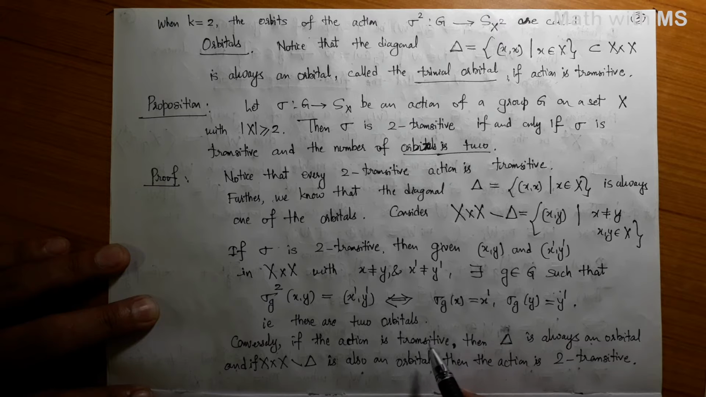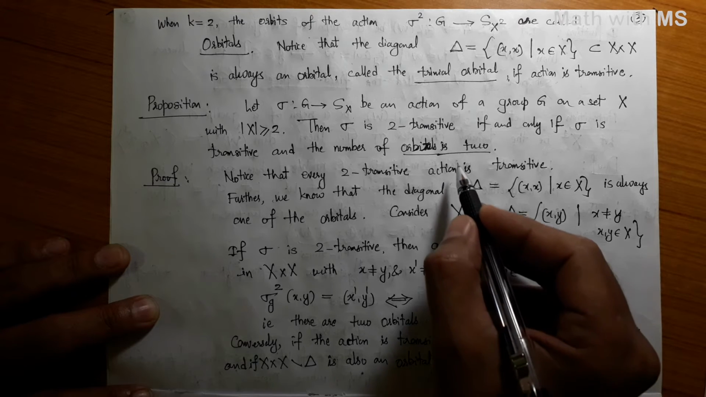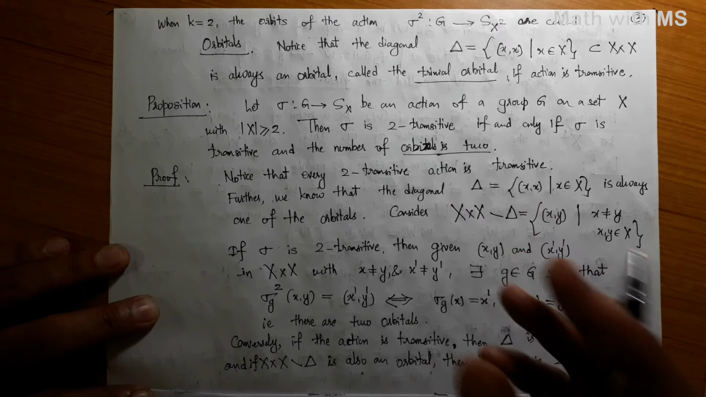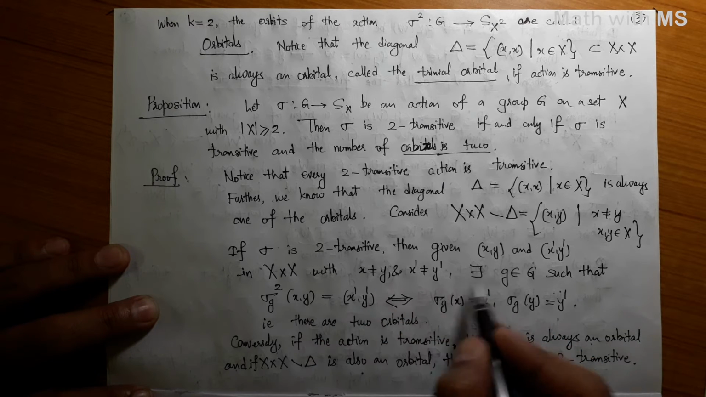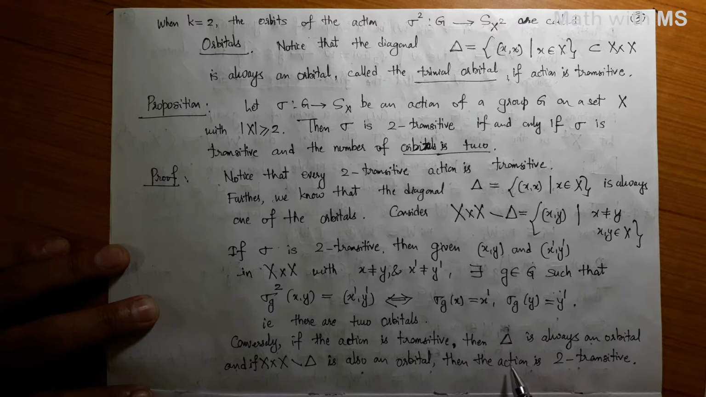The converse is also similar. Conversely, if the action is transitive, that means the diagonal is always an orbital. And if there are two orbitals, but the orbitals are disjoint, that means the complement of the diagonal is also an orbital. But this calculation shows that that is equivalent to showing that the action is true transitive. This completes the proof of the proposition.